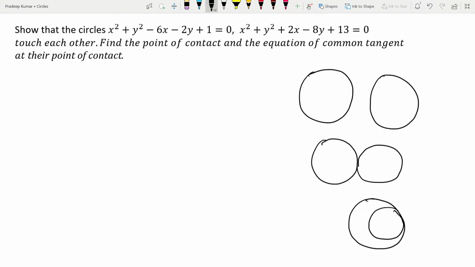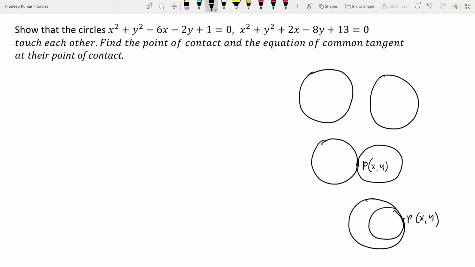So the first point we understood is that the circles are either touching externally or internally, and the second thing we have to find out is, after they are touching, at which point, at which coordinate are they touching. Suppose this is the point P. So what is the x comma y coordinate? That we have to find out, even if they are touching internally.